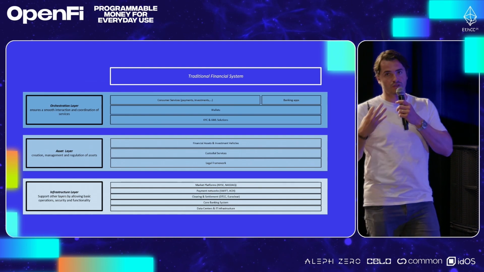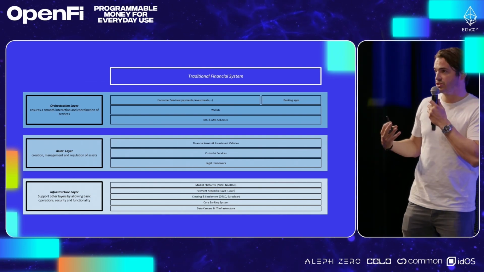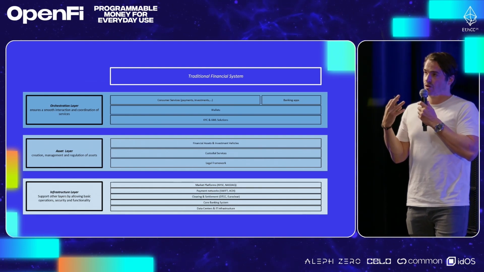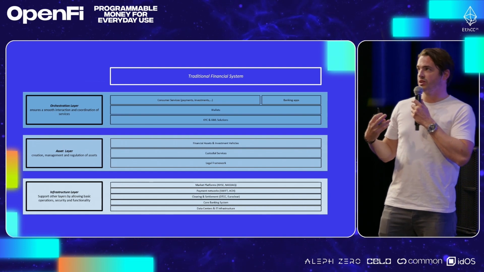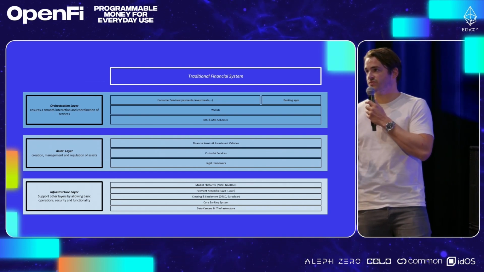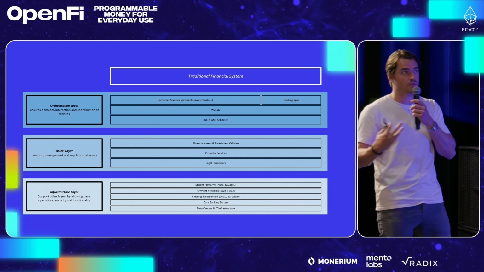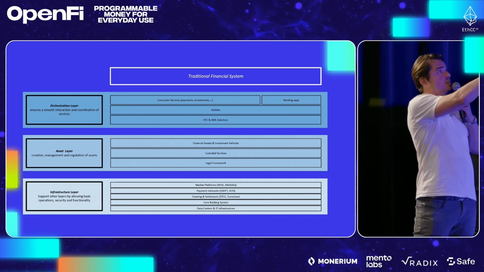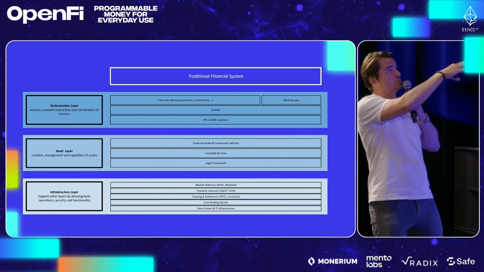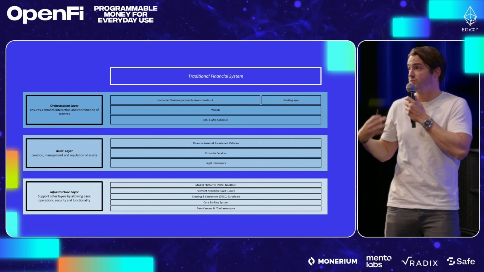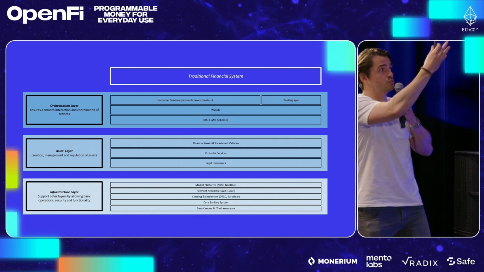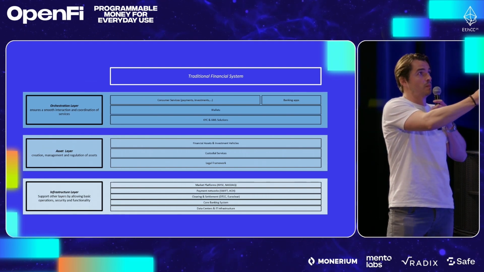So that manages the creation, the management, and the regulation of these assets. So the asset layer is there to make sure that assets are transferred in a secure, compliant, and regulated way at a very easy fashion. And finally, we have the orchestration layer. So this ensures smooth interaction and coordination between services. So this makes up the entire tech stack.